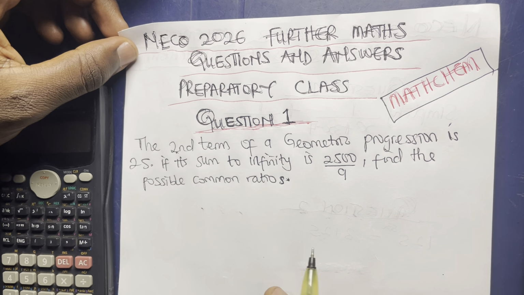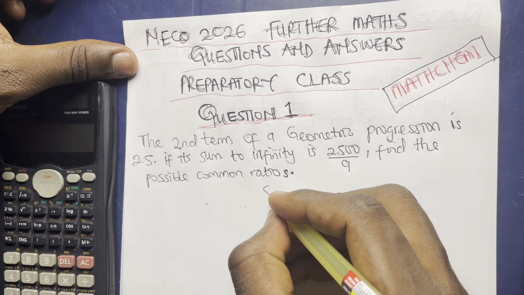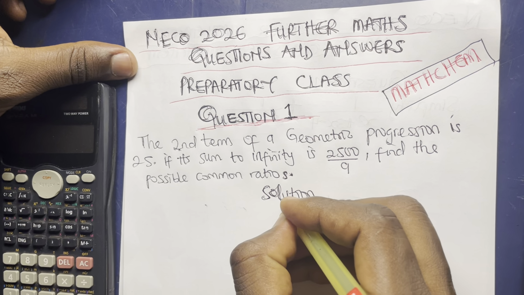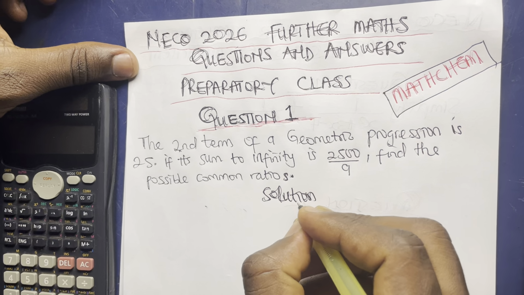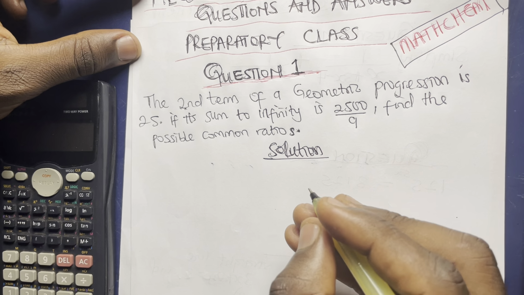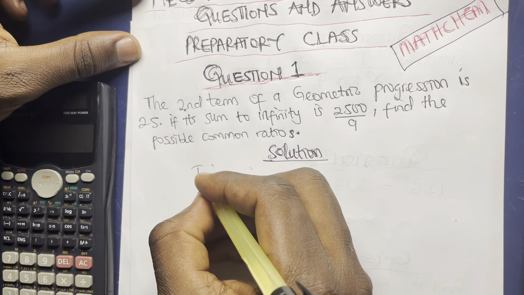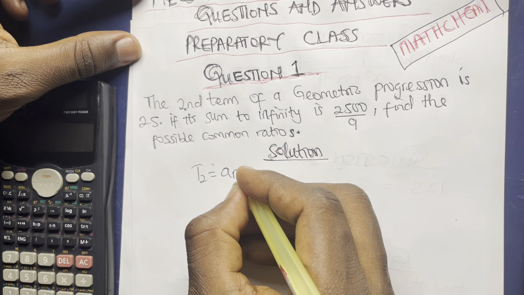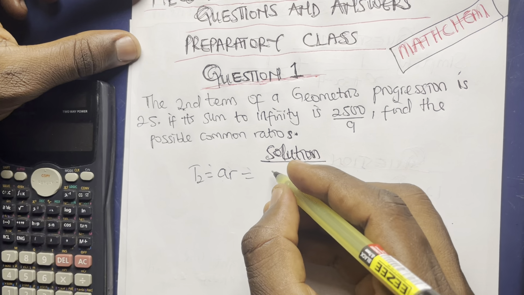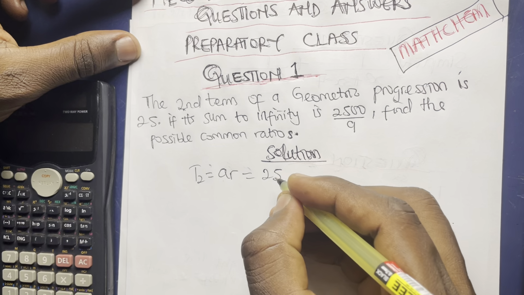Alright, so now let's solve this. Question number 1, this is the solution. The second term of the GP is T2, which equals AR. The first term is A, the second term is AR, and that equals 25, isn't it?